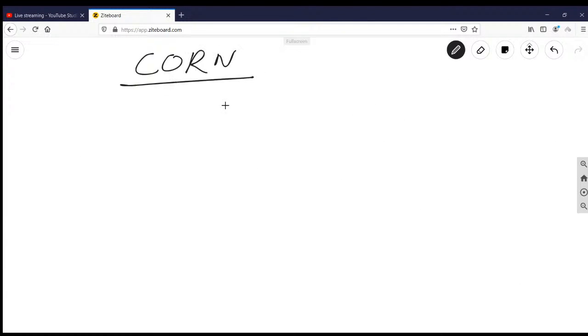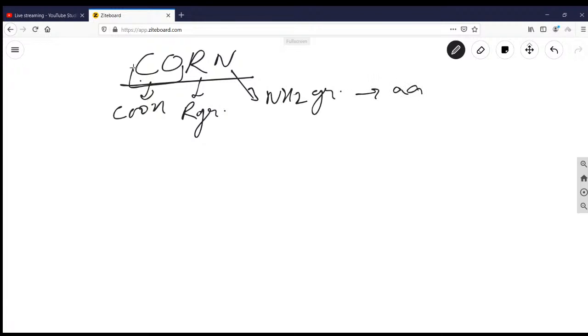C-O-R-N, CORN. CORN stands for COOH, this is the R group of the amino acid, and this is the NH2 group of the amino acid. So you are supposed to go from COOH to R to the amino group. The CORN law is the rule that allows us to distinguish enantiomers from each other. I'll tell you what enantiomers are. In other words, it simply determines whether the amino acid is an L isomer or a D isomer.